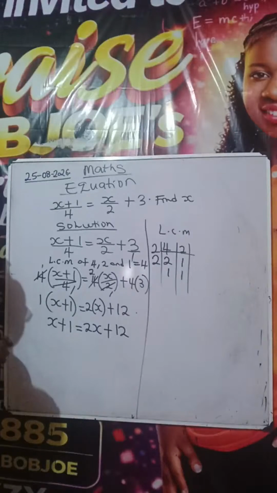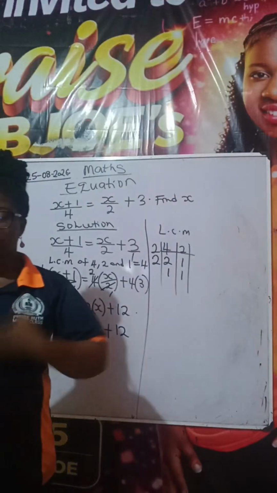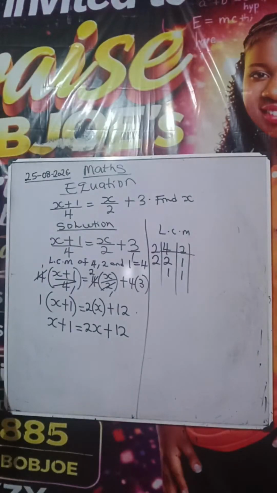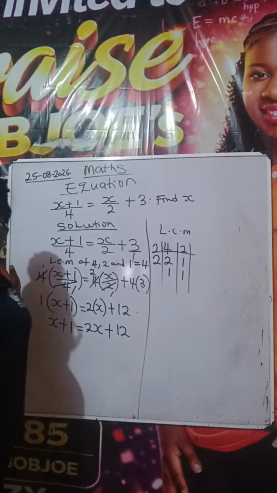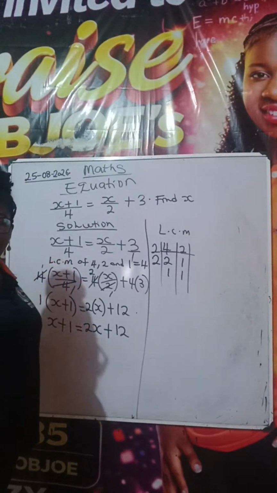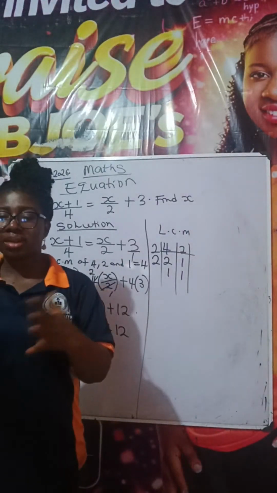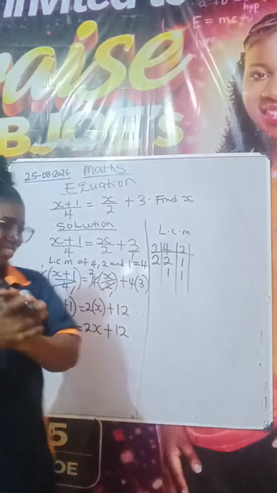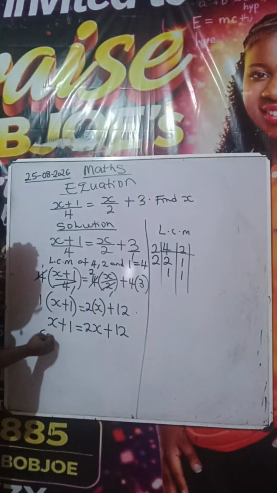Now, at this point, look at what we have. What do you think we are going to do next? Look at it. What do you think? Anybody? So now all we need to do is collect our like terms, we put all the like terms together. All right. So we collect like terms.